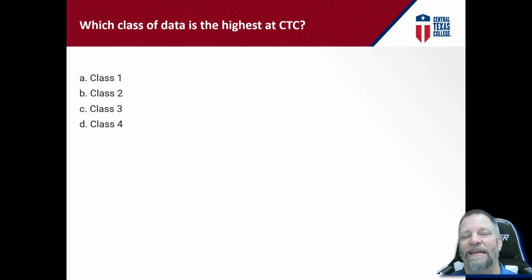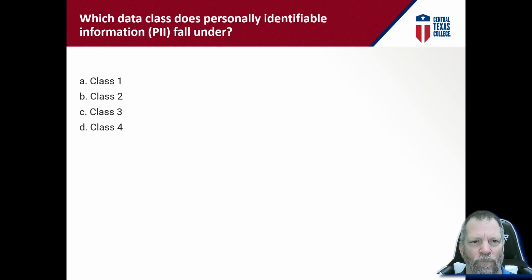Which class of data is the highest at CTC? Well, class 4 is obviously bigger, only by number. The highest class of data here at CTC, I'm guessing you were thinking class 3. And yeah, you'd be thinking the right thing. Which data class does personally identifiable information, or PII, fall under? Class 1, class 2, class 3, or maybe class 4? Class 4's got to be higher than class 3, right? Well, maybe some places, but here at CTC, class 3 is our highest classification, and that's what PII falls under.